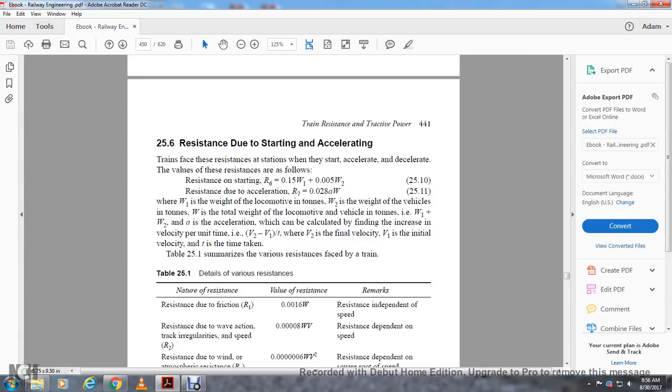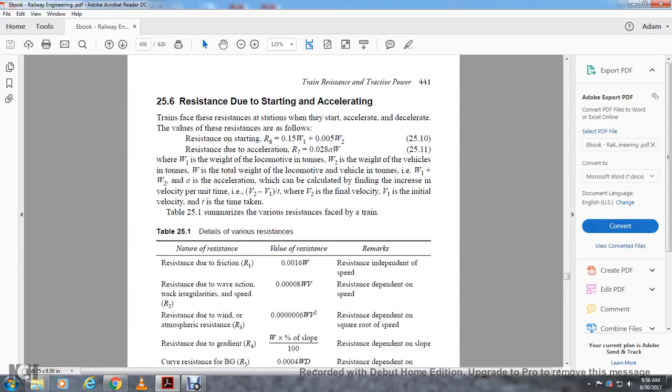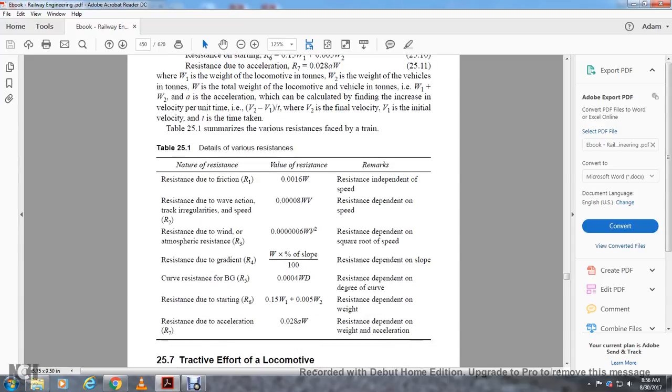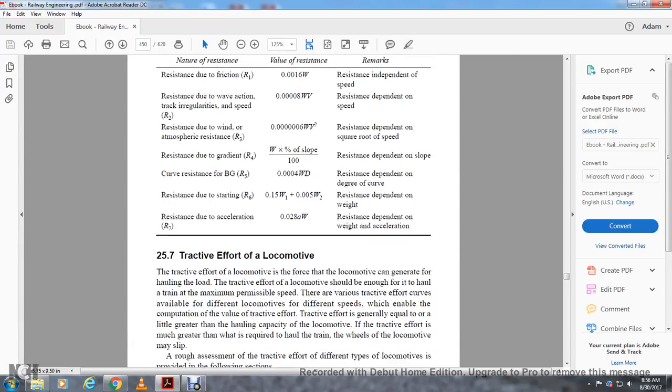R7 is 28/1000ths of A times W, where W1 is the weight of the locomotive in tons, W2 is the weight of the vehicles in tons, W is the total weight of the locomotive and vehicles in tons, W1 plus W2, and A is acceleration, which can be calculated by finding the increase in velocity per unit time, V2 minus V1 divided by T, where V2 is the final velocity, V1 is the initial velocity, and T is the time taken. Table 25.1 summarizes the various forces of resistance faced by the train.